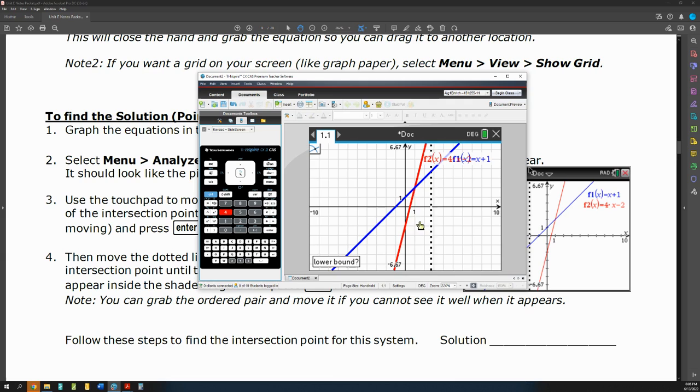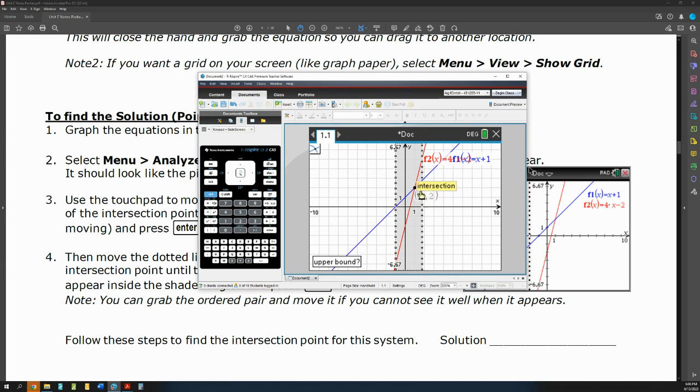And so now we've got this dotted line here. The Inspire is going to ask for a lower bound and an upper bound. Essentially, we want to find x values that include the intersection point in between. So I want to choose something to the left of the intersection and something to the right of the intersection. For the lower bound, I'm going to choose anywhere to the left of the intersection. Right here is where it intersects. So I'm going to choose something to the left. It doesn't matter how close you are or how far you are. I'm going to choose right there.